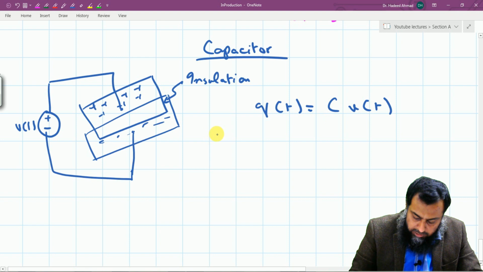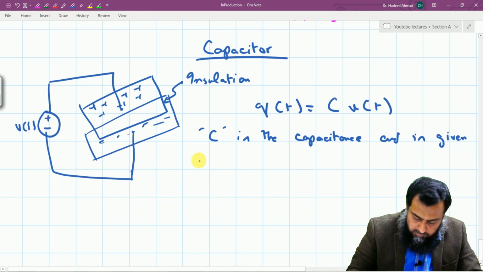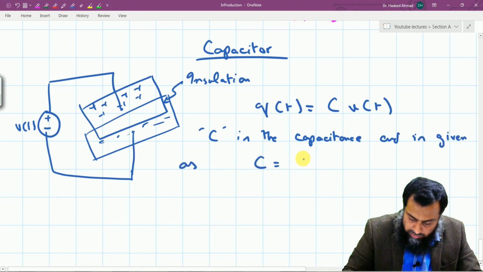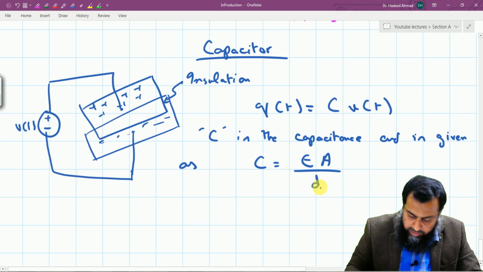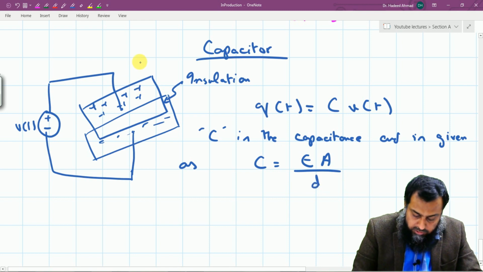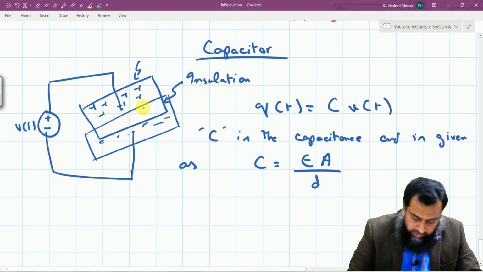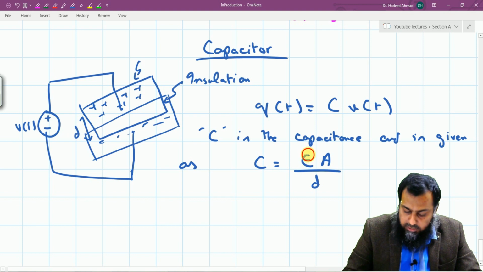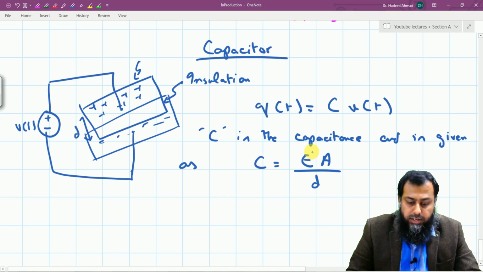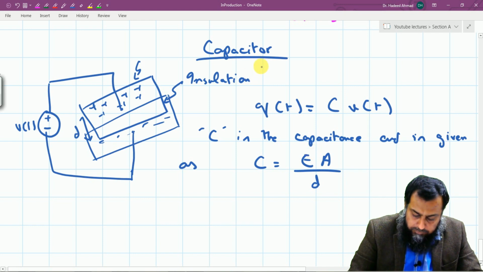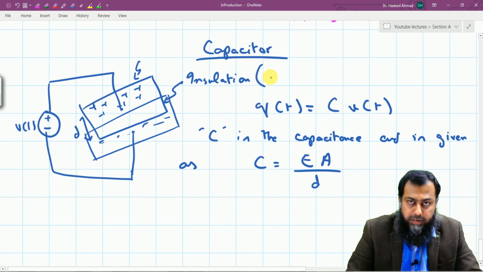And this value C is the capacitance, given as C is equal to epsilon A over D, where A is the area of the conducting plates, D is the distance between these two plates, and epsilon is the permittivity of the insulation material which is used. Remember that this insulation material is a very high resistance material.